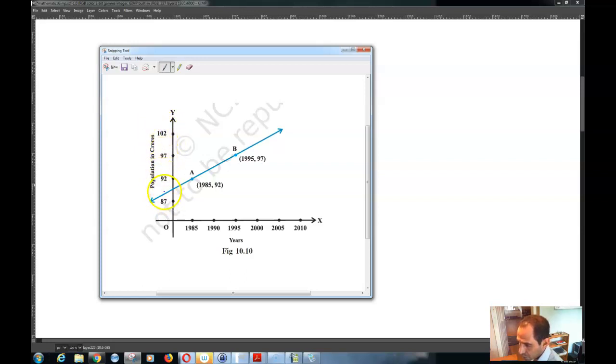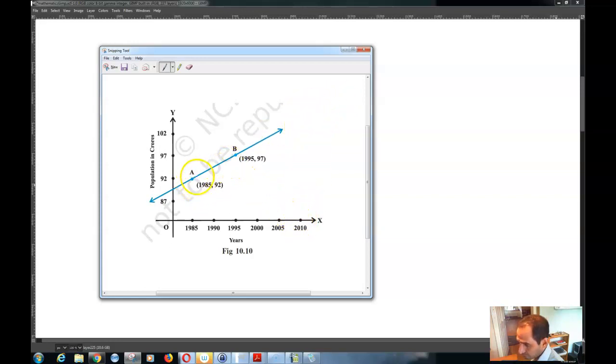And so you see the population in crores, and then this is the year. So 1985, 1990, 1995, 2000, 2005, 2010. And you see that this is a straight line. So since it's a straight line, the population in 2010, of course, is supposed to be along this line.